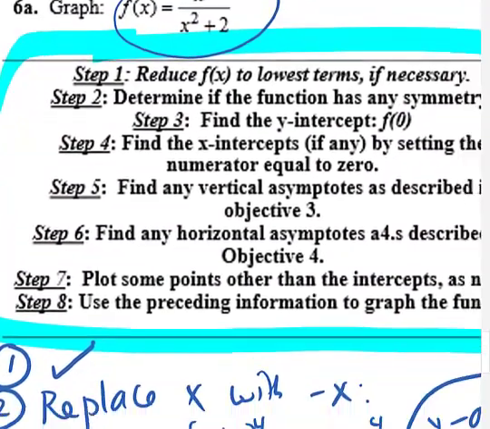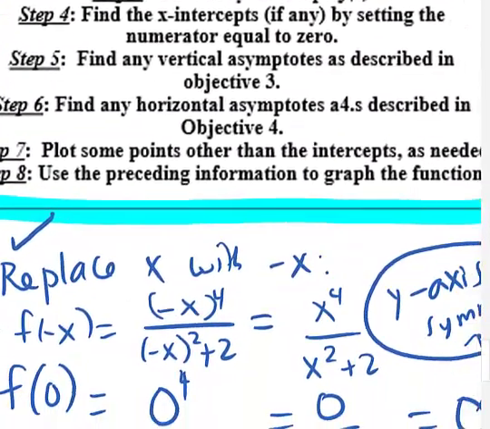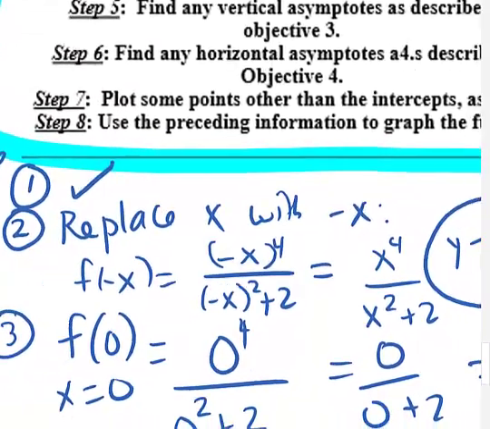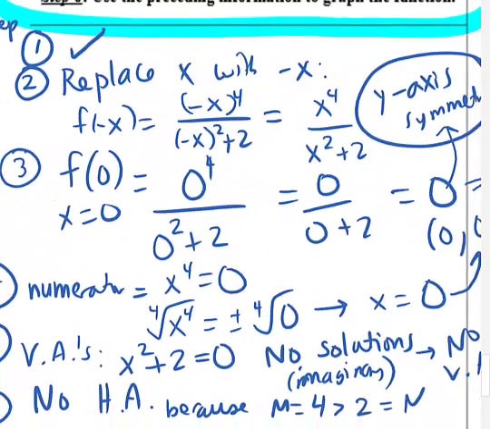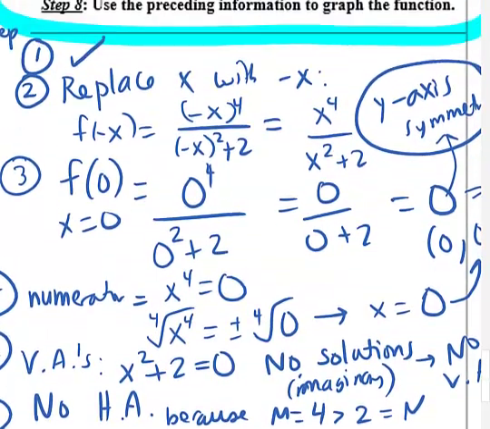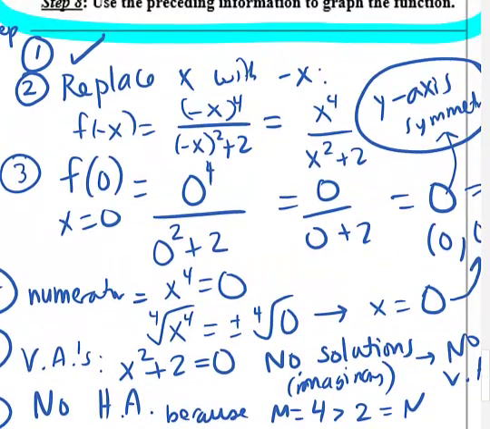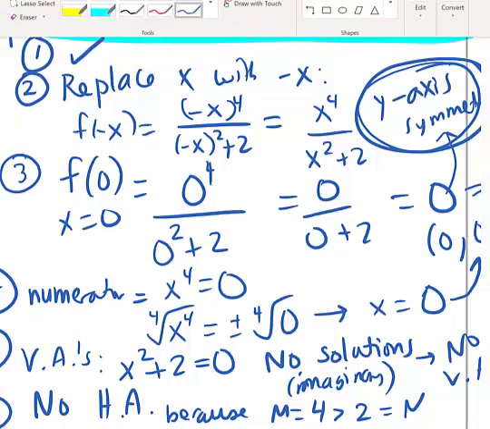Let's see. Then we'll plot some points other than the intercepts as needed, and then use the preceding information to graph the function. Because right now, what do I know? Step 1, I didn't reduce it. That didn't really help. Step 2 did tell me that it has y-axis symmetry, but I don't think that's going to help right off the bat. That'll help me once I plot all my points.